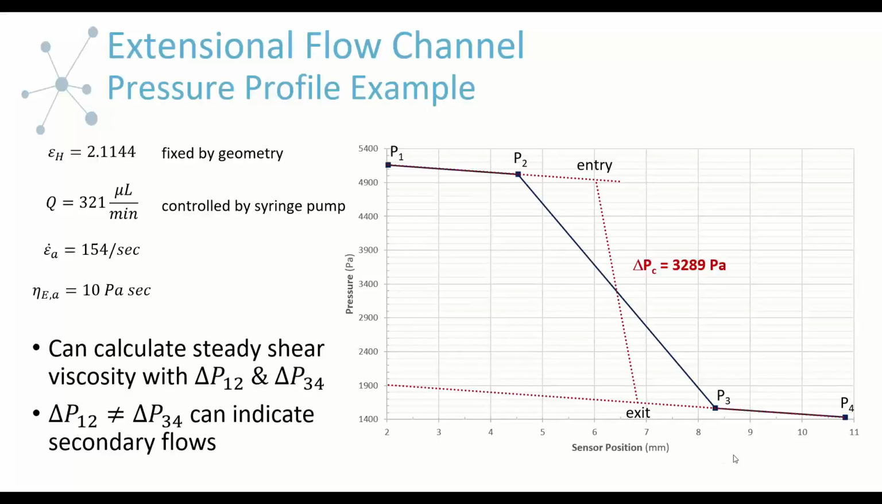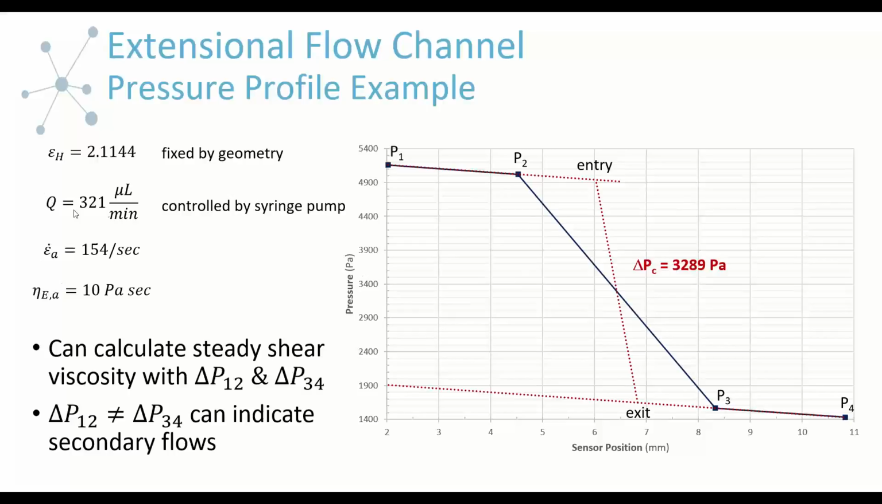So this is a pressure profile. This is real data, unlike the schematic that we just looked at. So we have pressure, and we see the pressure value at each of the 4 sensors, and we see an enhanced drop as we move into the contraction. And these red dashed lines are basically how I've extrapolated to get the entry point of the flow channel and then the exit point of the flow channel to get our delta P sub C, which is given here in red. So slightly over 3,000 pascals in this case.